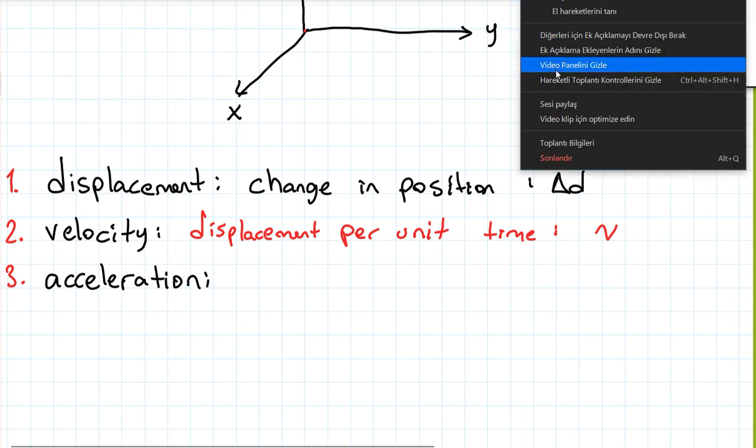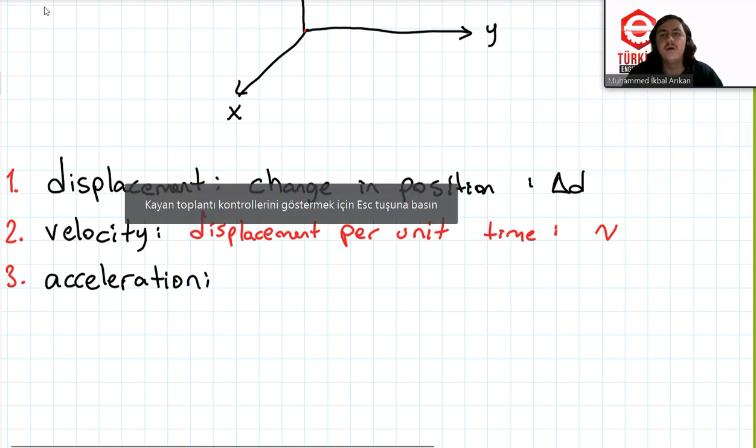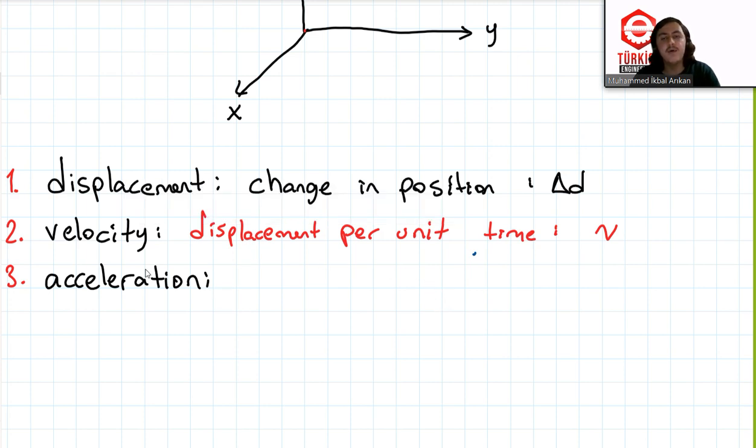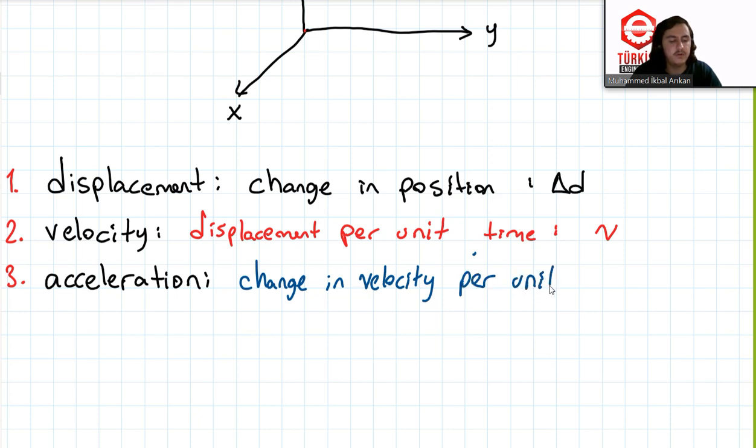As we said, we have velocity, which is displacement per unit time. We have acceleration, which is change in velocity per unit time. So I will put here change in velocity, or you can say velocity difference, per unit time, and it will be represented by letter A.